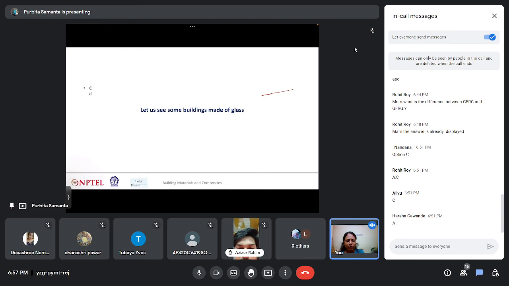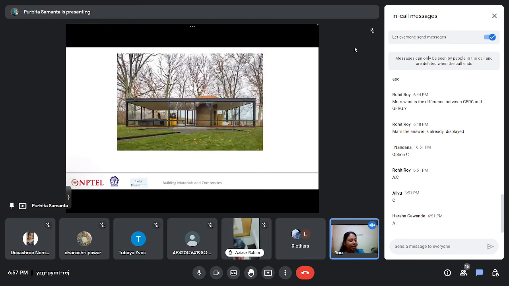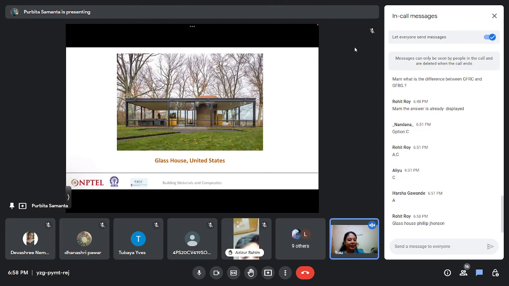I'll just show quickly some buildings made of glass. This is one very famous building, known as the Glass House. It's in the United States, and it was designed by architect Philip Johnson, and he used to stay here. Yes, absolutely correct. He stayed here till he died, and this is one fine example where glass is used.